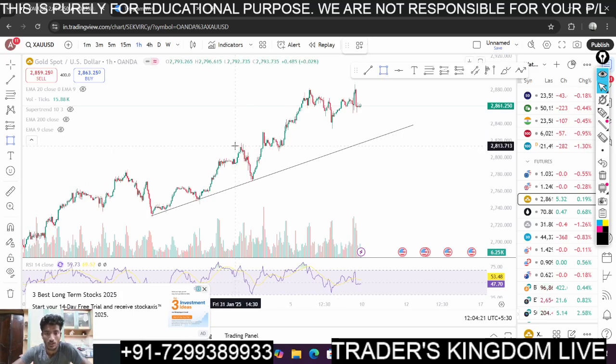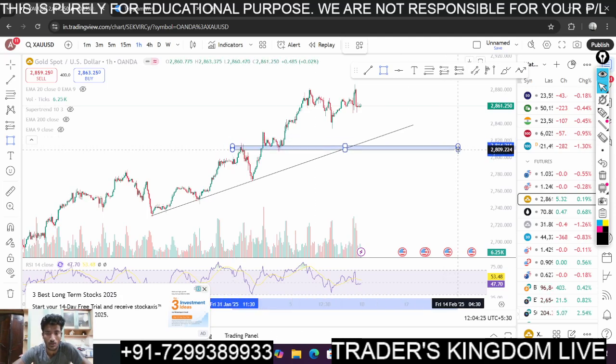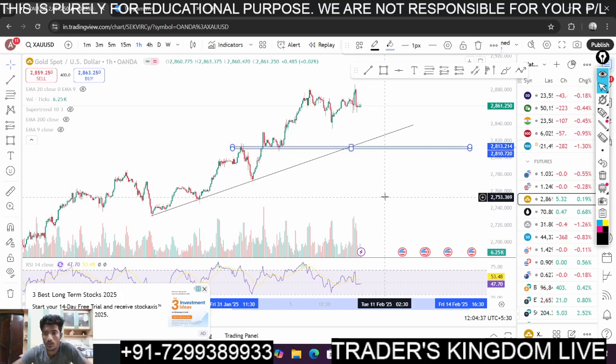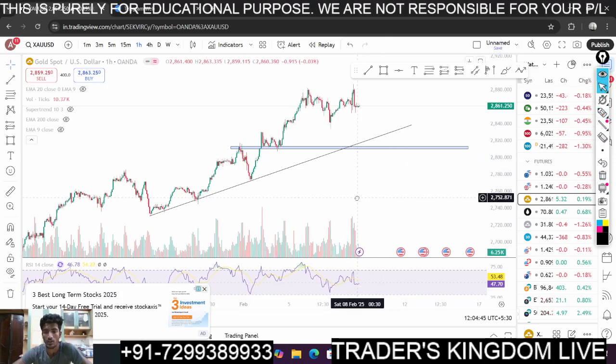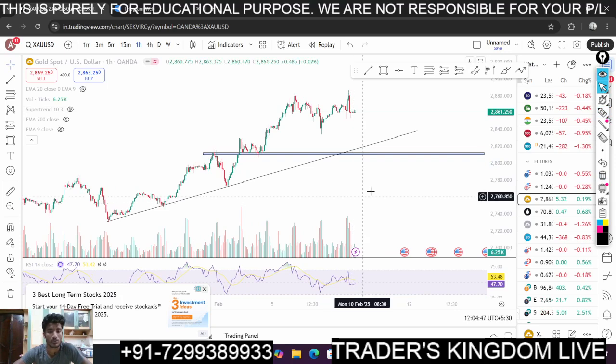So when I get to draw the horizontal level, this will be one. No, not this, this is too big. My horizontal levels are a maximum of 30 pips. 30 to 40 pips is the range, right? I don't want a bigger one because I will trade in the 15-minute time frame.